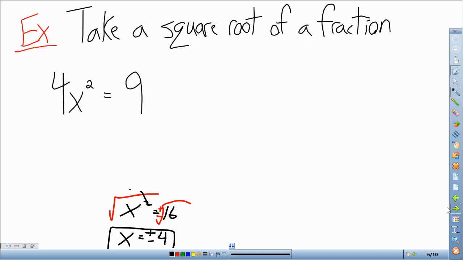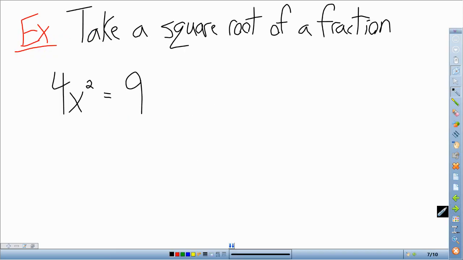All right, so let's keep moving along here, and let's take a look at ones that have us run into fractions. Go ahead and copy this. Okay, so take a square root of a fraction. Let's see what happens here. So solving for x, I just need to get rid of this 4. It's being multiplied, so I'm going to divide.